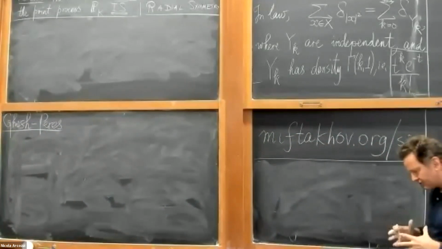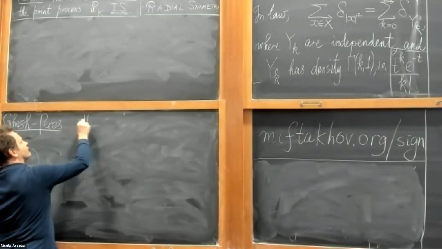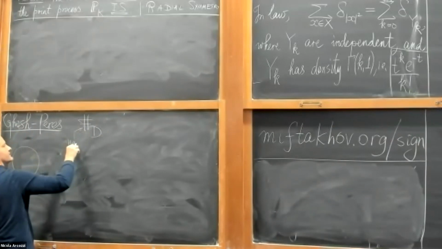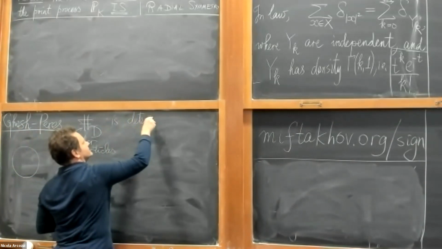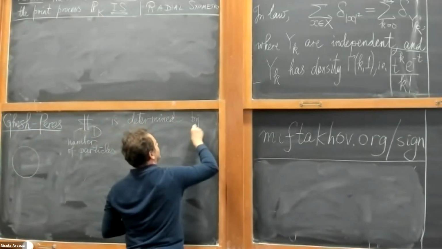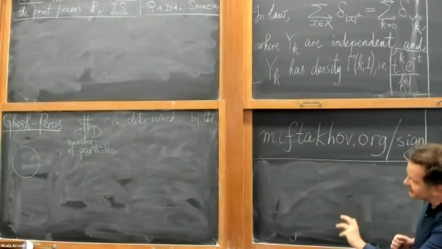A bounded domain, for example a ball, is quite enough. So take a ball, a disk in the plane. Then the number of particles in the disk is determined by the configuration outside of the disk.